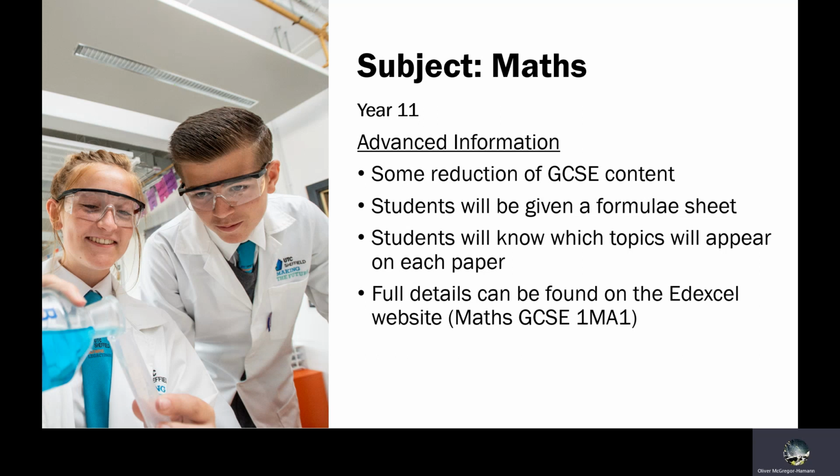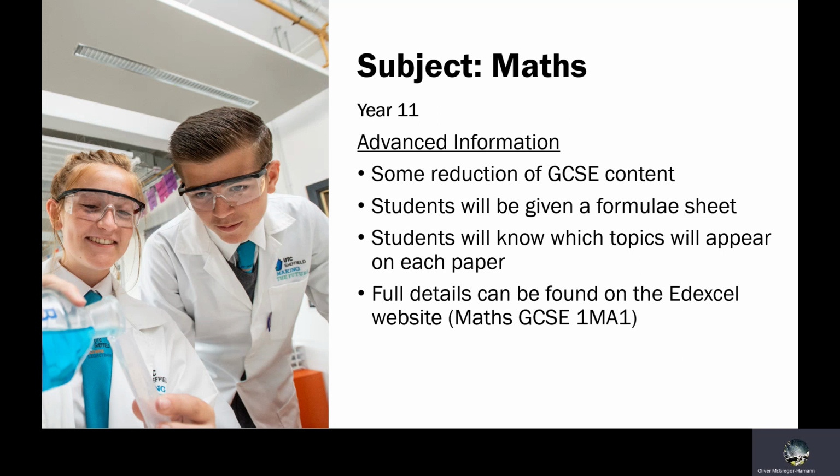I think personally, the most useful thing about the advanced information is this third bullet point. Students will know exactly which topics will appear on each paper. So in a normal year, you can expect the whole GCSE syllabus to be covered and you don't know what's going to be in each paper. So for every single paper, you have to be prepared to answer on every topic. And that's changed this year, and that's a big deal. That's probably the most important thing to take away from this.